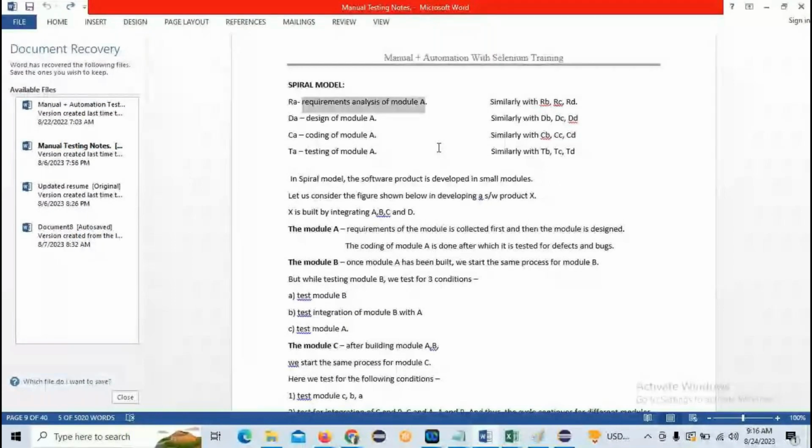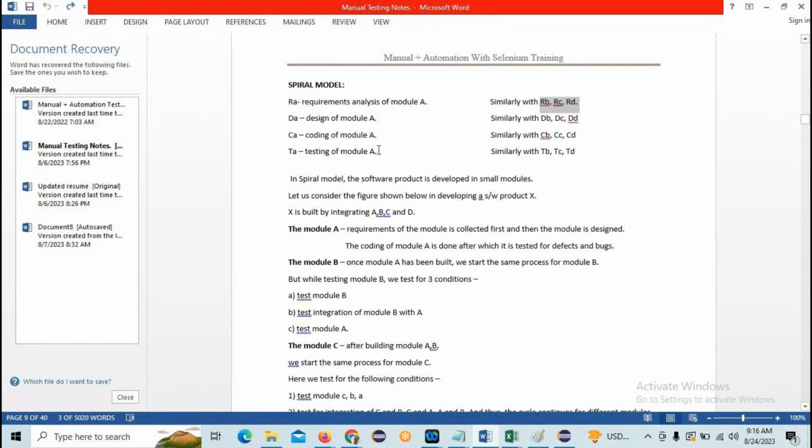Here RA is the requirement analysis of module A, DA is the design of module A, CA is the coding of module A, TA is the testing of module A. All these are for module A. In a similar way, RB, RC, RD are the requirement analysis of modules B, C, D, and DB, DC, DD are the design of module B, module C, module D similarly.